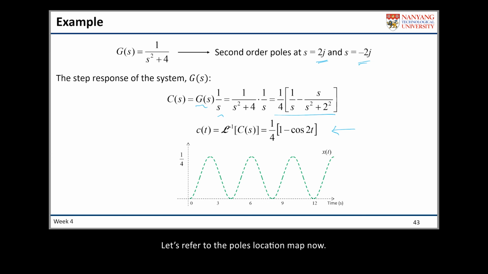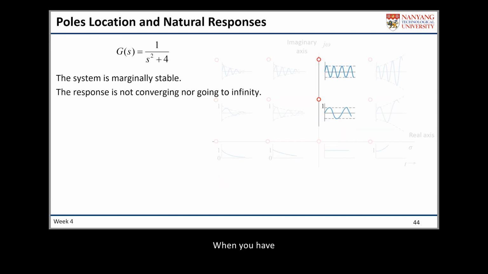Let's refer to the pole location map now. When you have imaginary poles, meaning the real part of your poles is 0, in the map it will refer to this location. As you can see, if you have imaginary poles, your system is always oscillating, or you can say that the system is marginally stable.